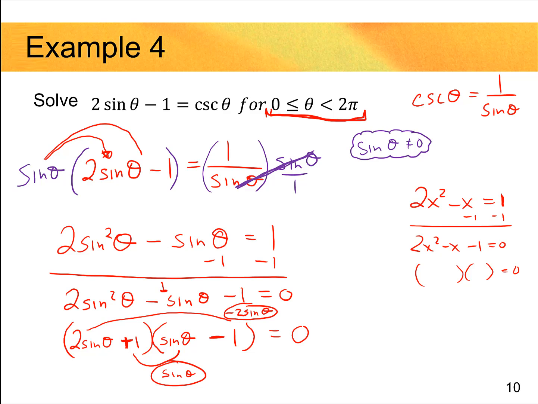So I'm going to go into the next slide with it, but split these two off, set each of them equal to 0, and let's solve each of those. Alright, go for it, see if you can get ahead of me. So split each of those off: 2 sine theta plus 1 equals 0, or sine theta minus 1 equals 0. Split them off and solve.